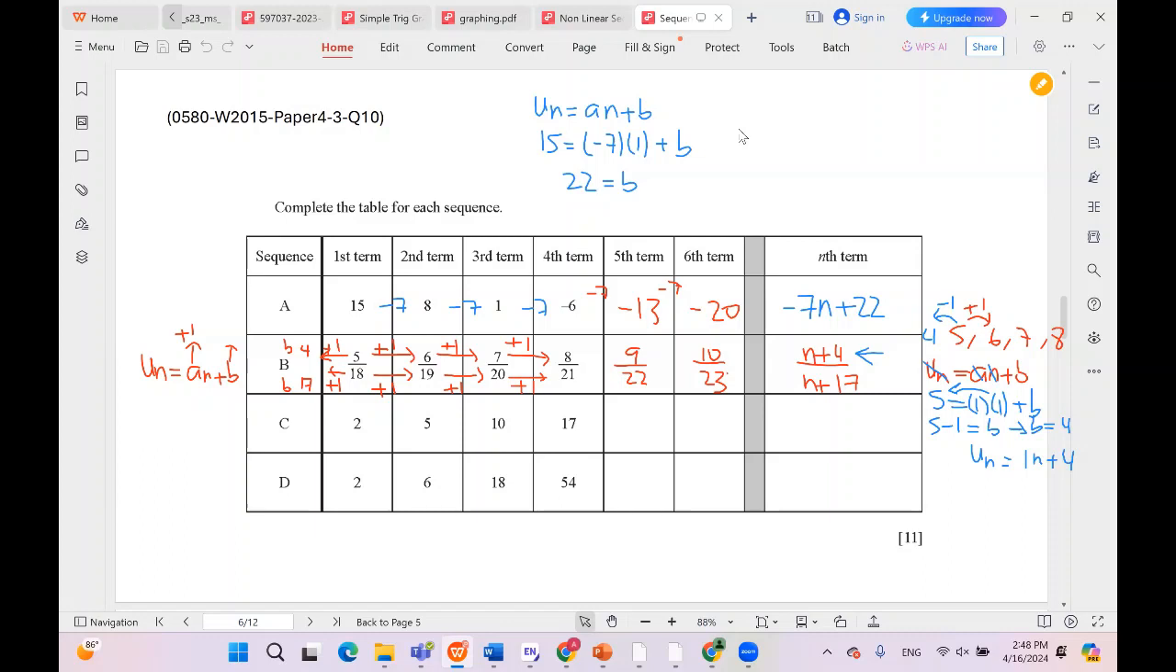So anyway, moving on, we have here for sequence C, we have plus 3, plus 5, plus 7.